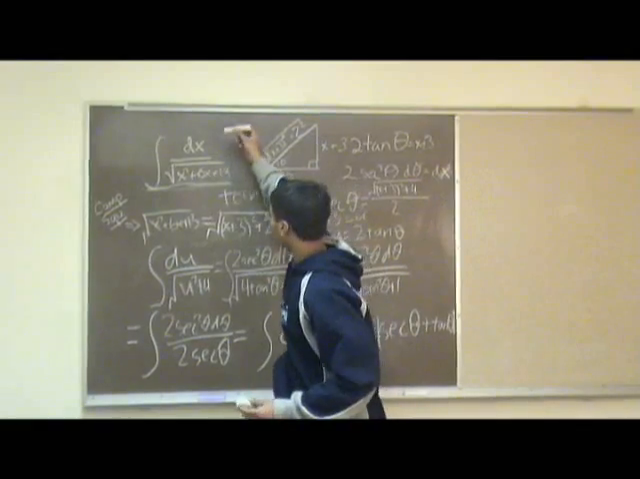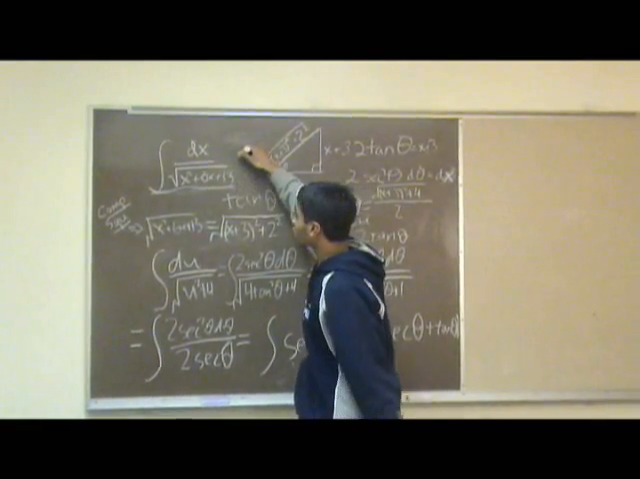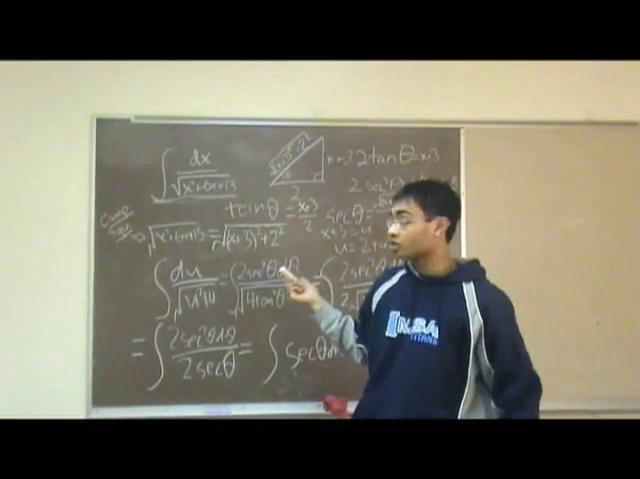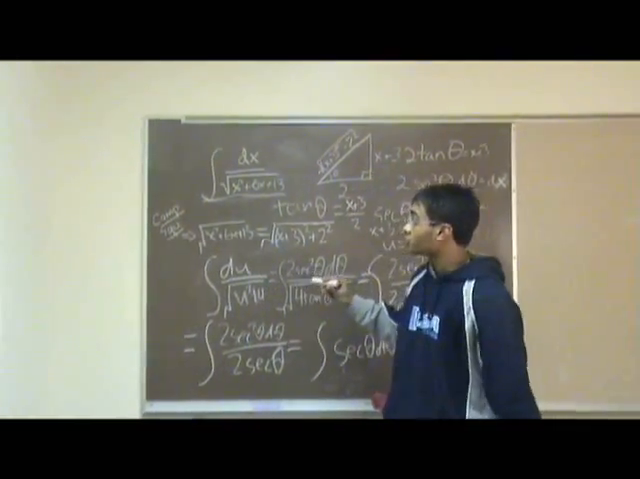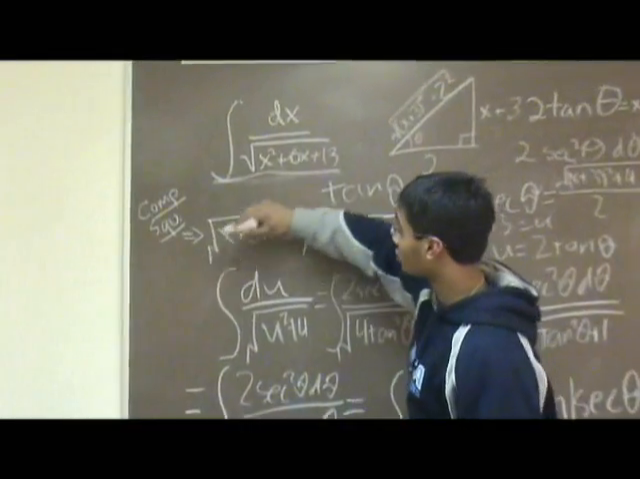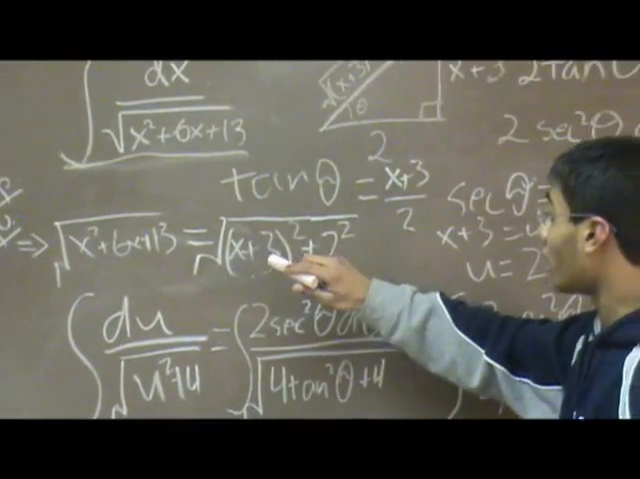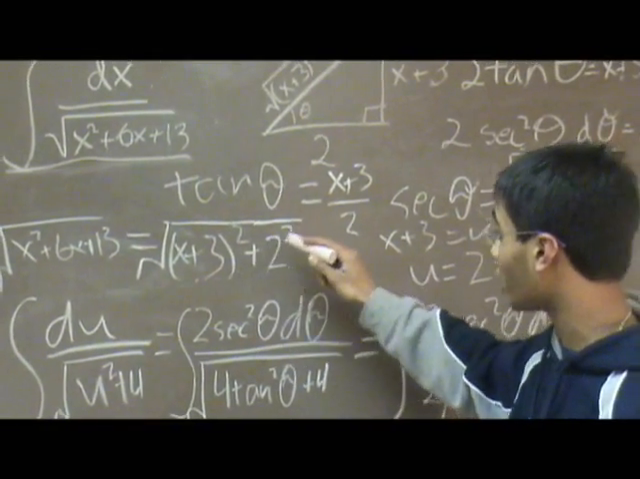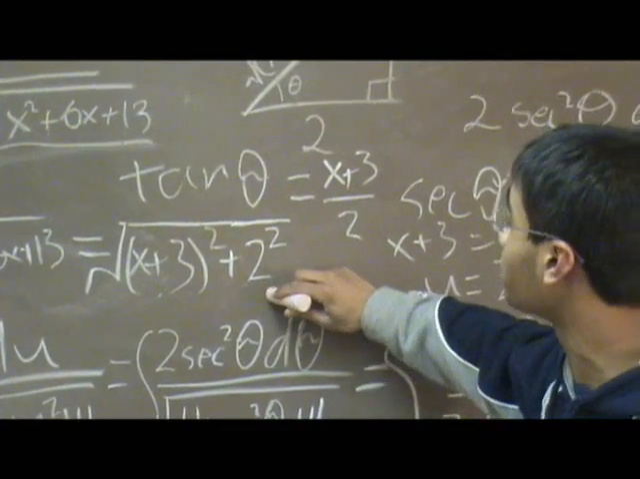Given the integral of 1 over the square root of x squared plus 6x plus 13 dx, we would like to use trigonometric substitution. The first step in using trigonometric substitution is to complete the square of the square root of x squared plus 6x plus 13, which is equal to the square root of (x plus 3) squared plus 2 squared. Do you notice anything familiar about this?